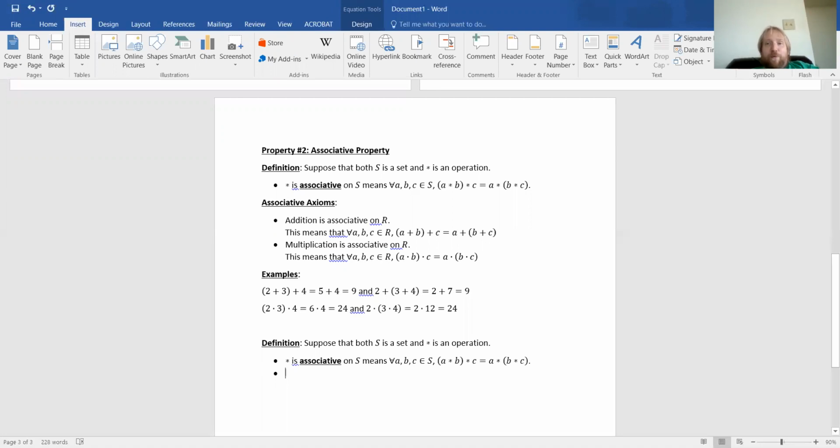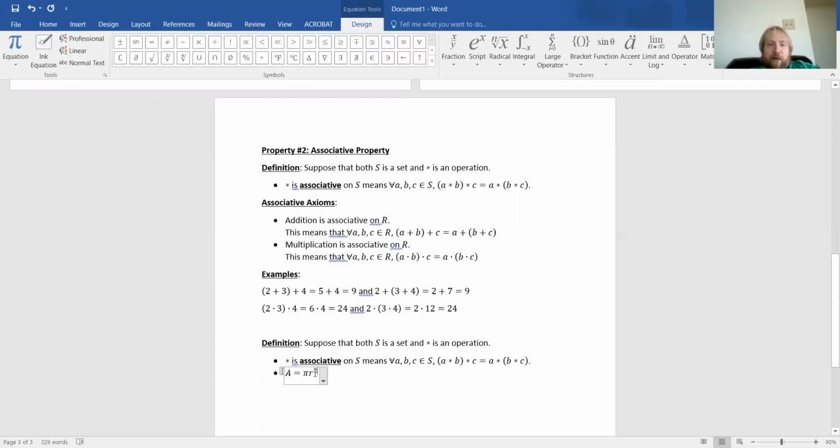So I can get my equation menu to work here. Okay, come on.